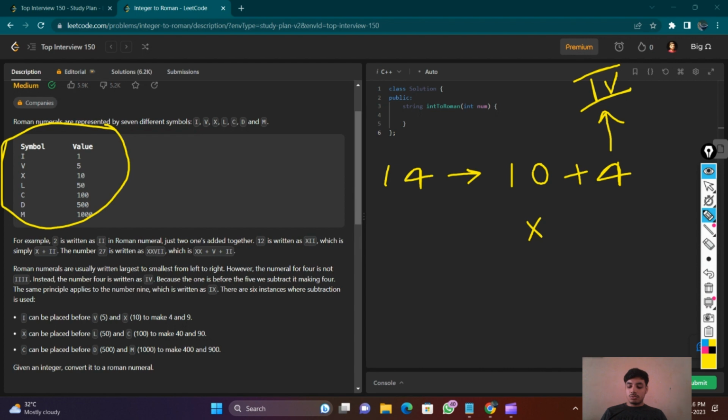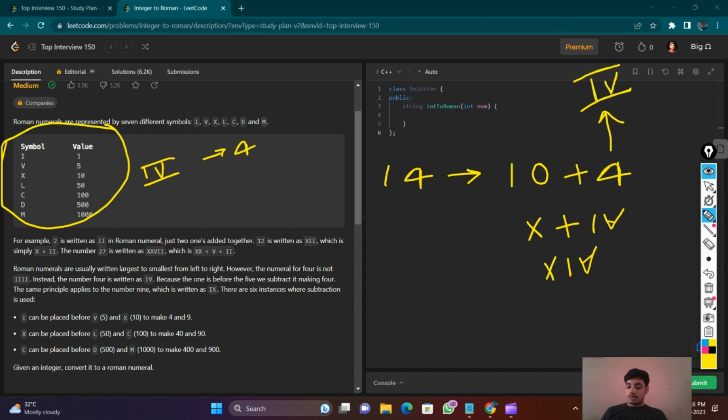So we are going to store IV in here, which is equal to the value 4. With these values we are also going to include this 4. Now if we include this 4, when you are at the 4 you can directly check and add IV, so you will get XIV. That's how you can get the value for 14.